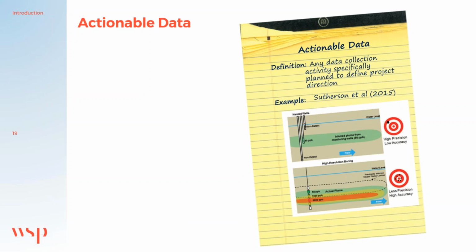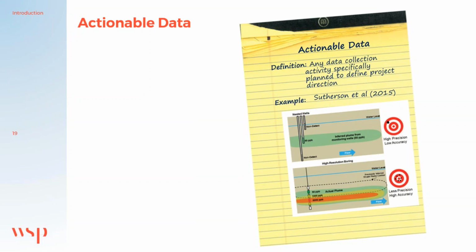The illustration here is a great example of actionable data. The top image shows a typical nested well scenario to characterize contaminant distribution. The data collected from the well is analyzed in an offsite laboratory and is highly accurate. The bottom image shows the same contamination scenario as above, but in this one, a semi-quantitative logging tool is used to gather data.